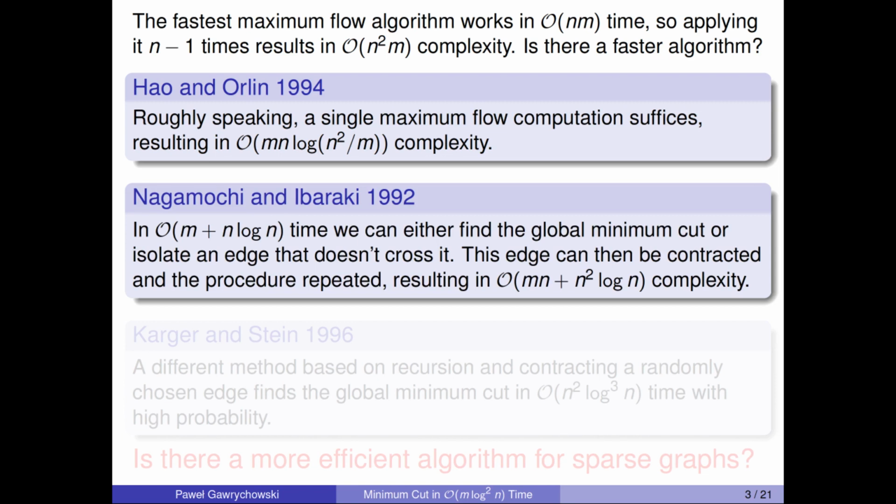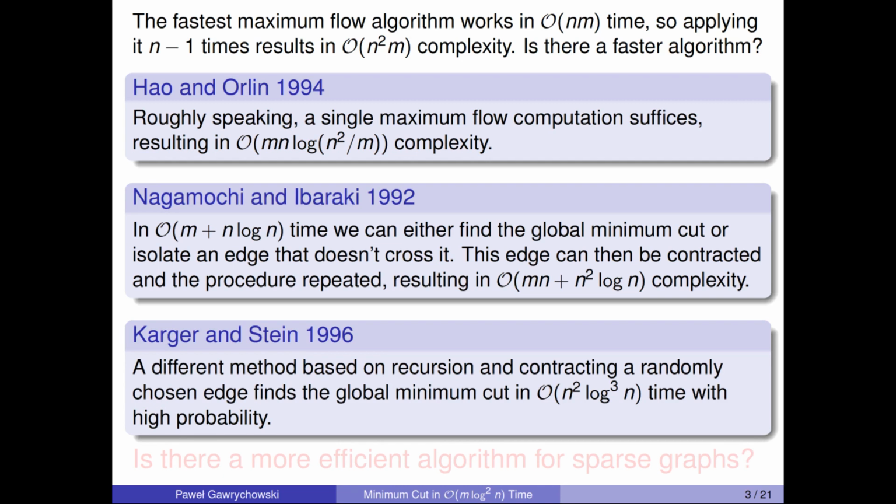They showed that in m plus n log n time, we can either find the global minimum cut or isolate an edge that doesn't cross it. In the former case, we are already done. In the latter case, we can contract this edge and repeat the reasoning. So the graph will keep shrinking. There will be at most n iterations, and the overall running time becomes m times n plus n squared log n time.